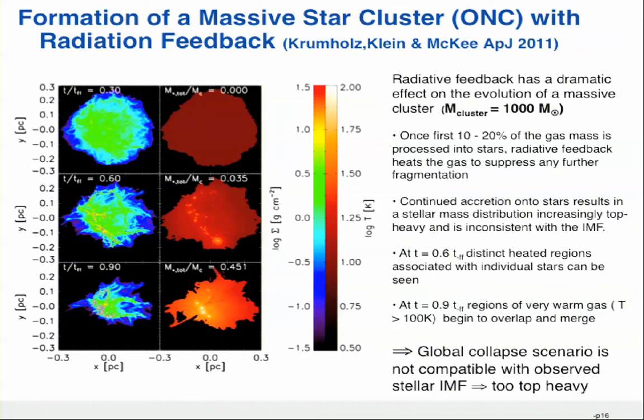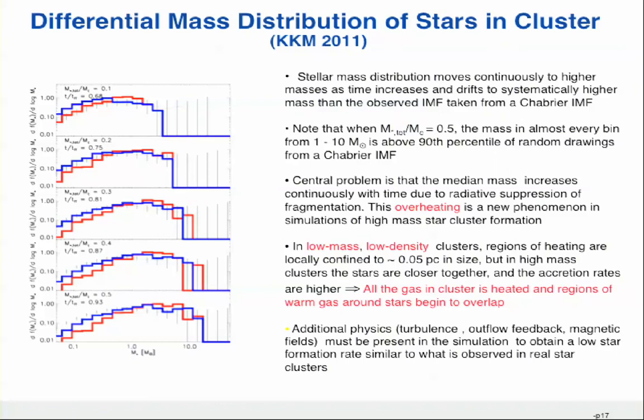We see that at about 6/10 of a free fall time, we already have distinct regions of the feedback around these stars in the gas of the cluster. But at 90% of a free fall time, these regions have overlapped and the entire cluster becomes heated, which tells us that we need more physics because the global collapse scenario is not compatible with the stellar IMF. It is too top heavy. So now let's look at that in a little more detail.